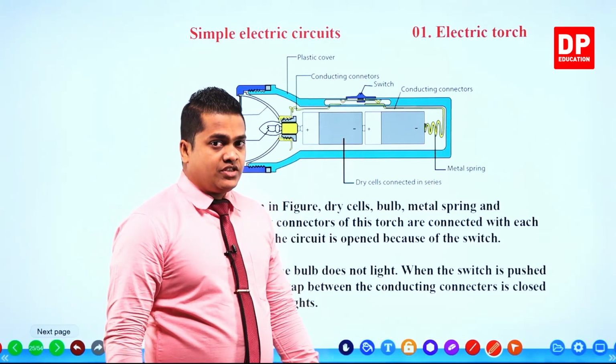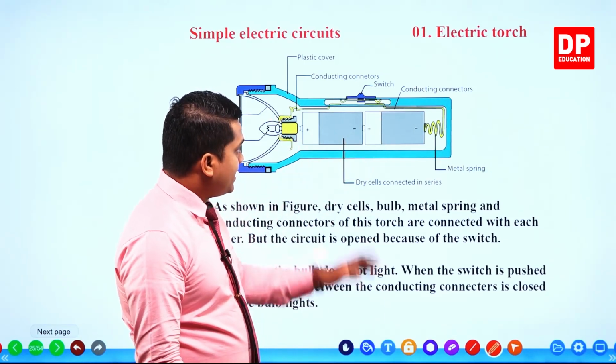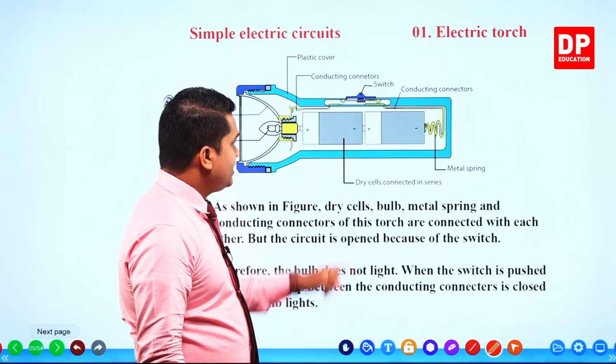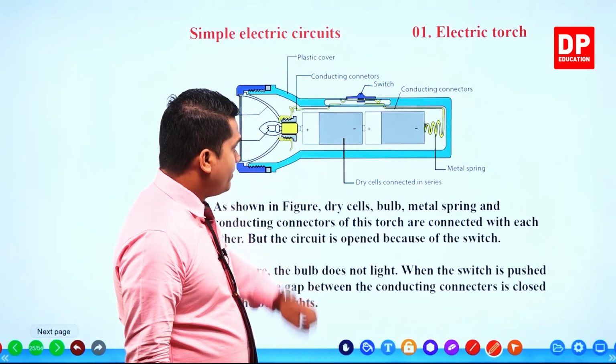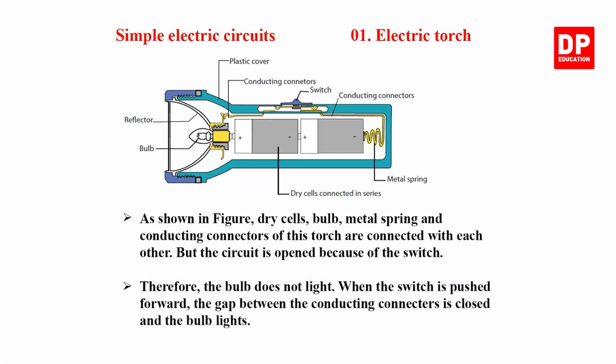Now the switch hasn't been pushed towards that direction. So therefore the circuit is open. See here you can observe there is an opening. Therefore the bulb does not light.